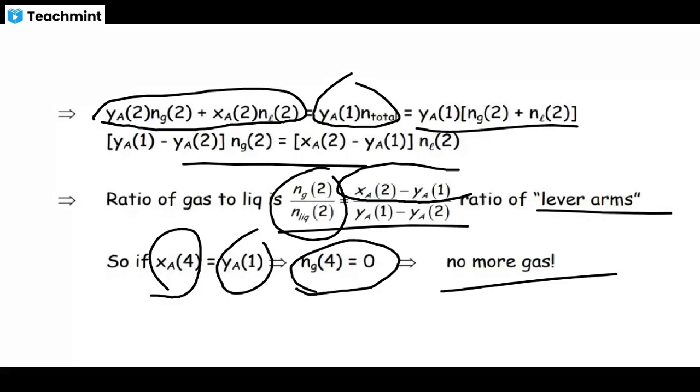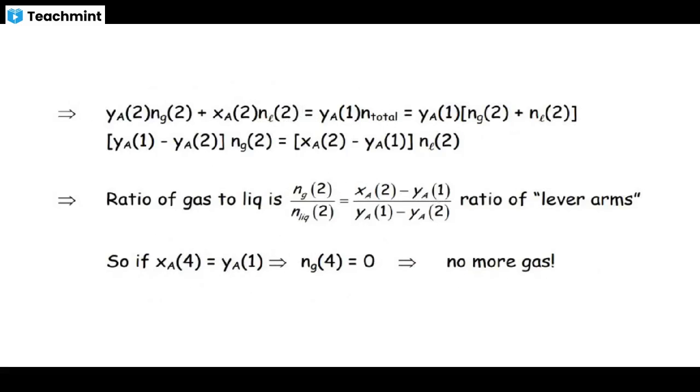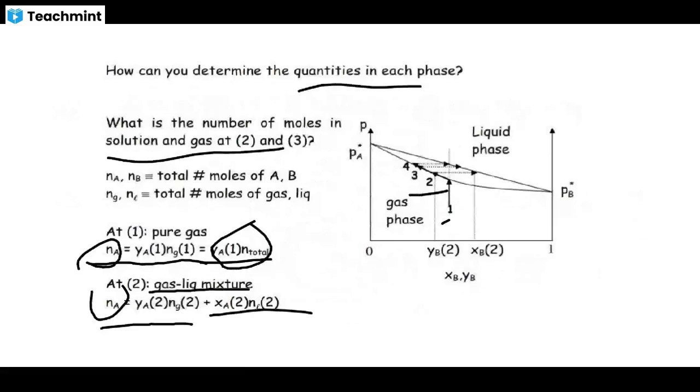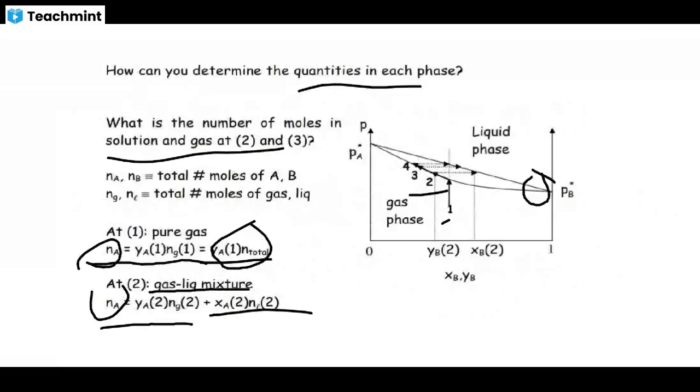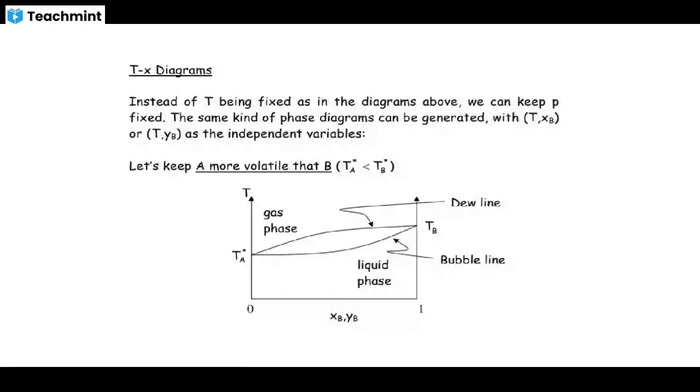No more gas. Like that, if you go in the diagram to this position, then both are equal. The gas phase and liquid phase become equal because the two curves are meeting each other. So then the gas phase equals 0. No more gas. Here only liquid is present, no gas is present, only liquid phase. These are simple mathematics. You should try to understand.